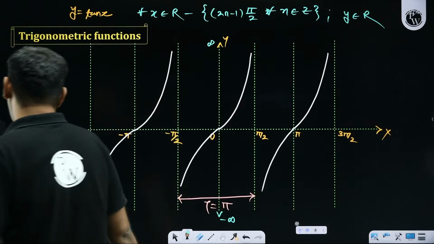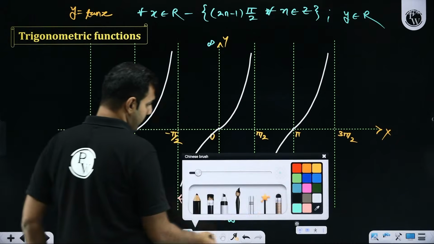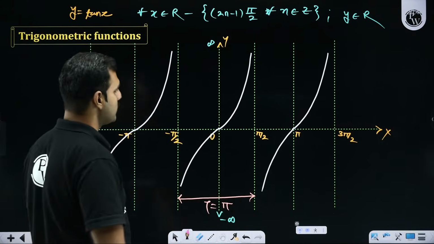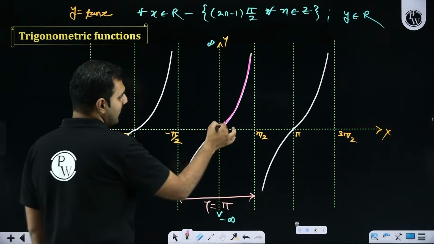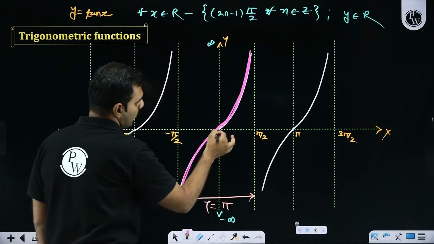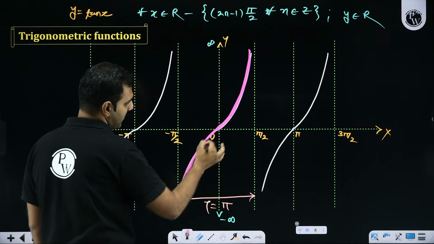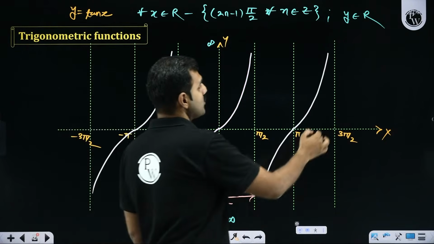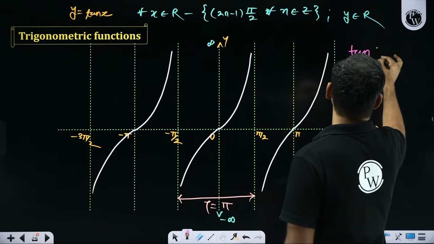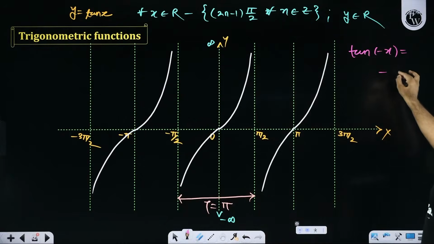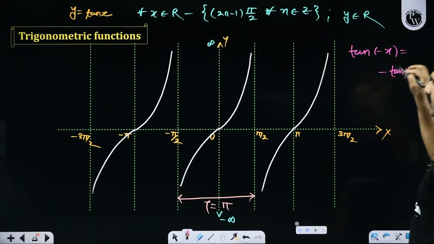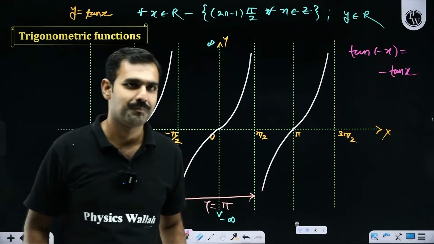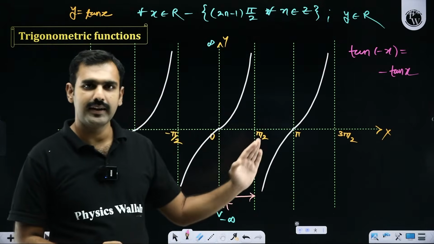From here, I think we can talk about one more thing. Is it an odd function or even function, students? Sir, look at this. It is symmetrical with respect to origin in the opposite quadrant. Whatever is the curvature in the first quadrant, the same curvature you are seeing in the third quadrant, which means it is clearly an odd function. Odd function means tan of minus x will be minus of tan x. Are you all comfortably understanding it, everybody?